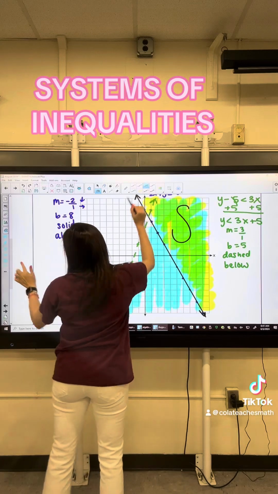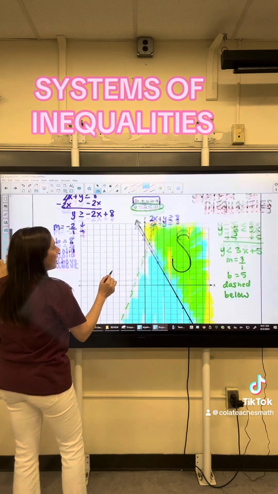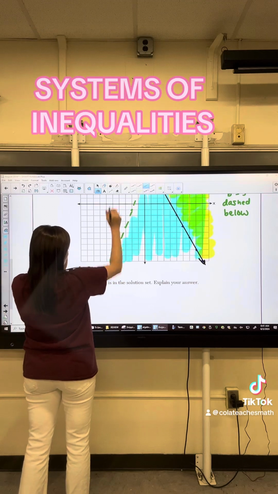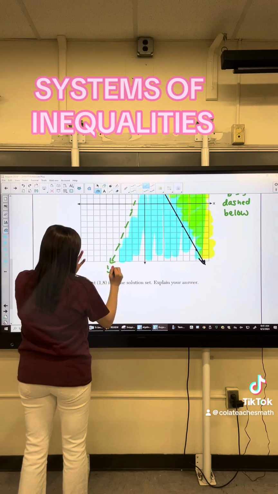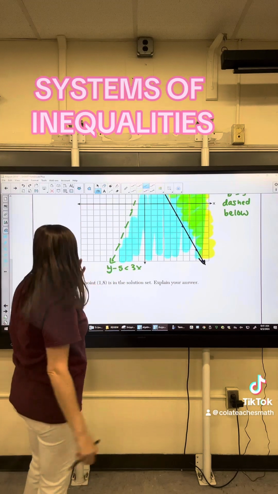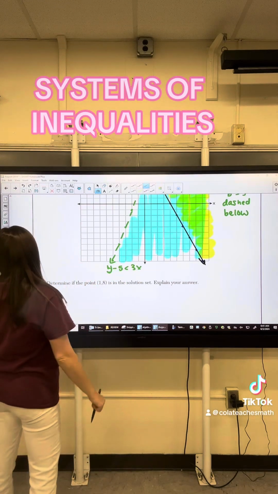And the last thing I should do is I should label my line y minus 5 is less than 3x. Oops. Y minus 5 is less than 3x. And now what they might ask you is determine if the point 1,8 is in the solution set.